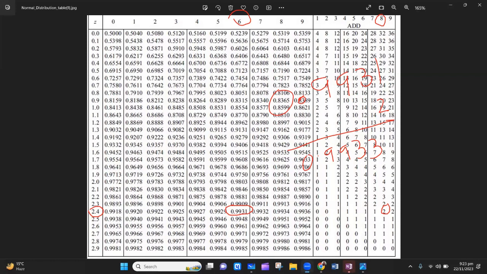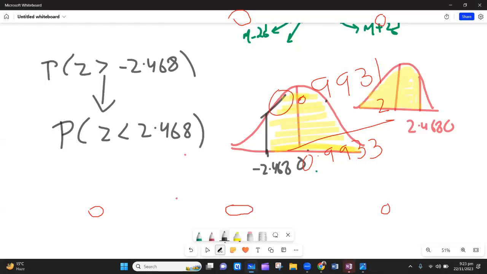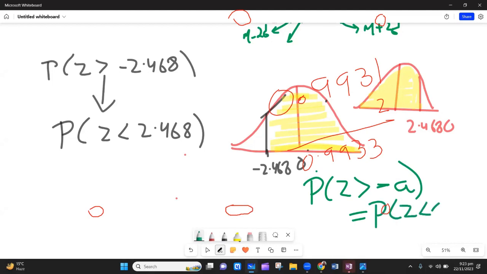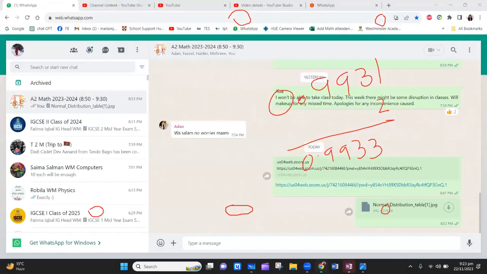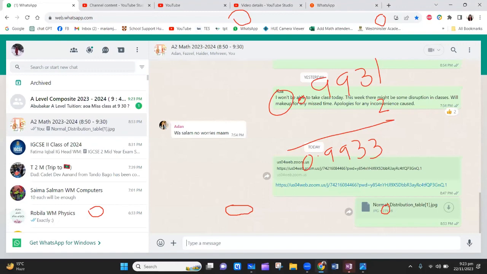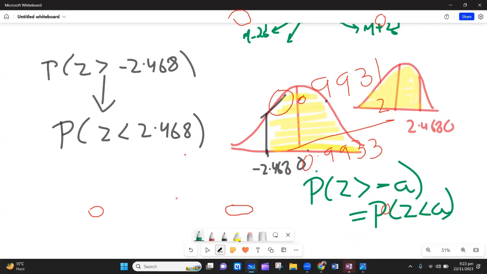Okay. So that means there's another rule: when probability z is greater than minus a, that is actually the same as probability z is less than a. It's the same thing.